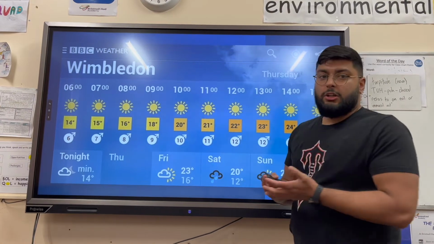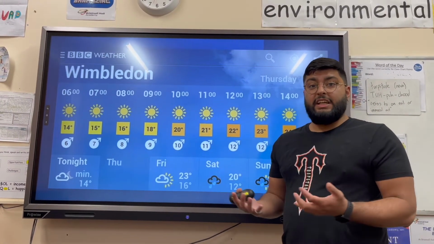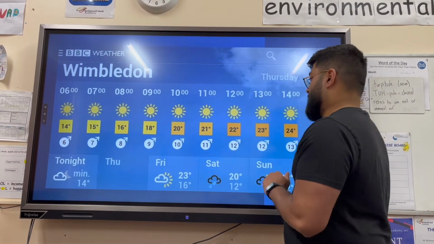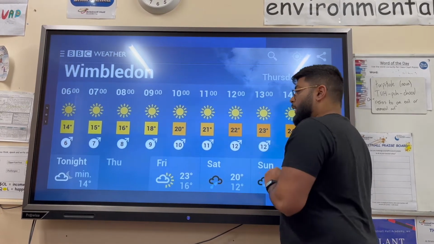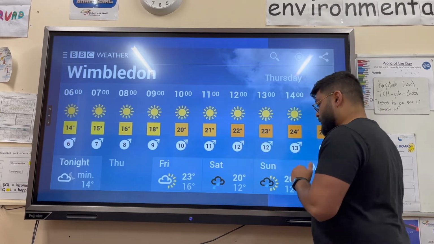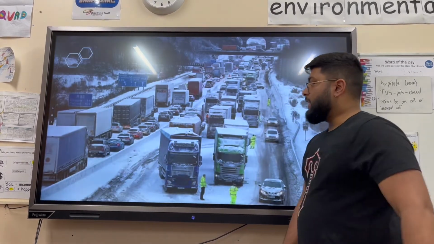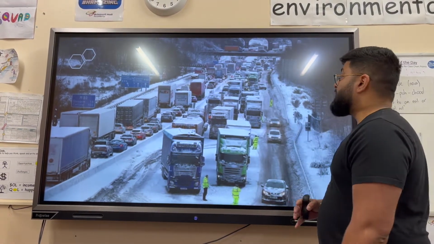We can use these charts to predict the weather. This is done by the Met Office, who are an agency responsible for predicting the weather in the UK to keep people safe. So we can predict the temperature, we can predict the wind speed and direction. We can also predict how much rainfall, so we can see that on this Saturday there's going to be some fairly heavy rain.